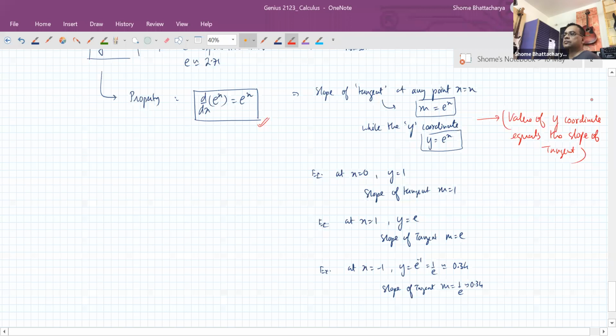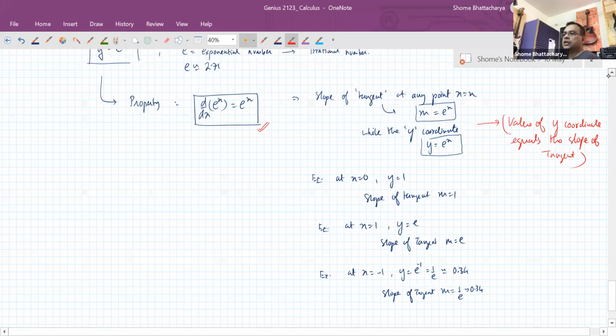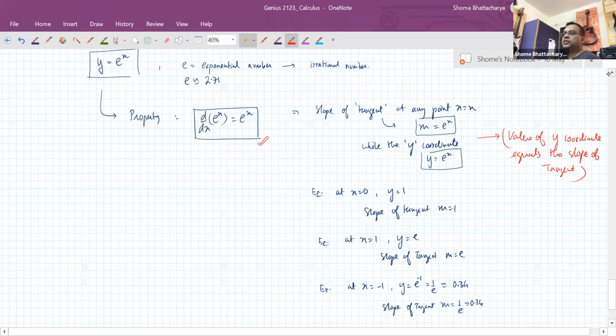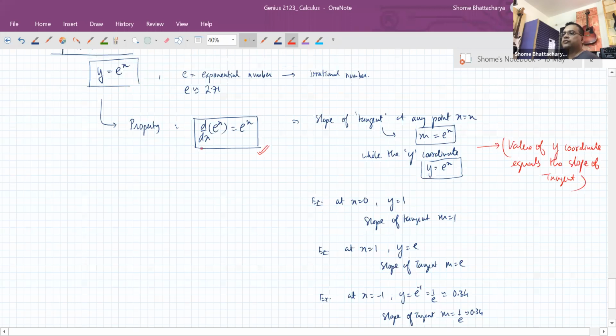Sir, could you please explain that last point again? See, the formula of the derivative is that differentiation of e raised power x is equal to e raised power x. So given the function y is equal to e raised power x, what is dy by dx? That's also e raised power x. If I select any value of x, like x equal to 0, what is the y coordinate at that point? It's e raised power 0, or 1. But what is the slope of the tangent at that point? That will also be 1.